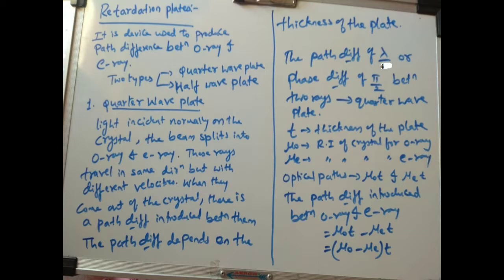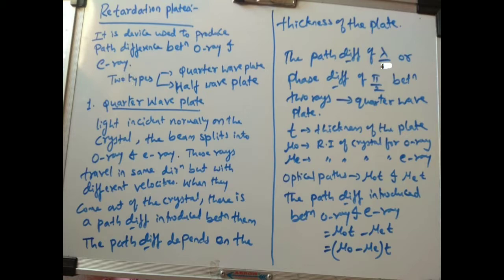Before starting with the quarter wave plate and the half wave plate, first we will see what we mean by retardation plates. Retardation plates are devices used to produce a path difference between the ordinary and the extraordinary rays. Here, O ray is the ordinary ray and E ray is the extraordinary ray.